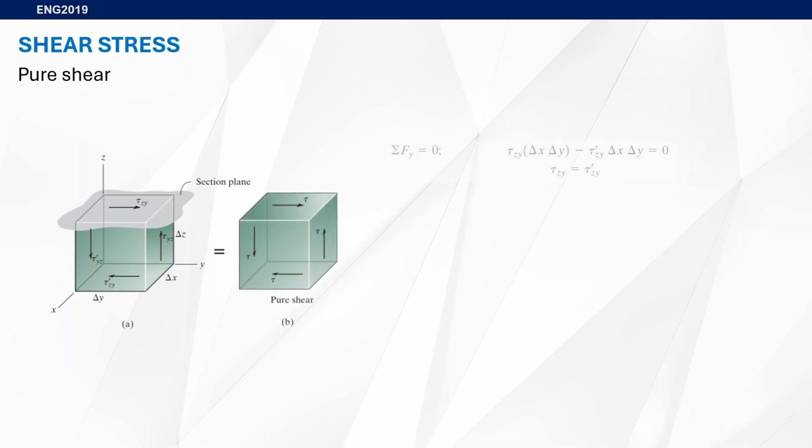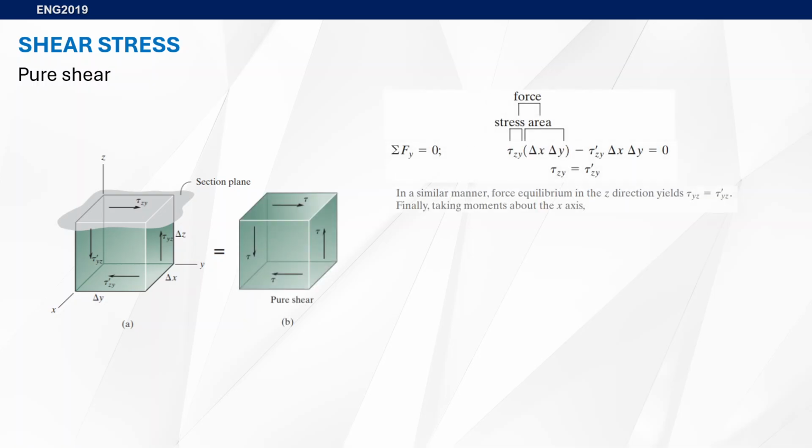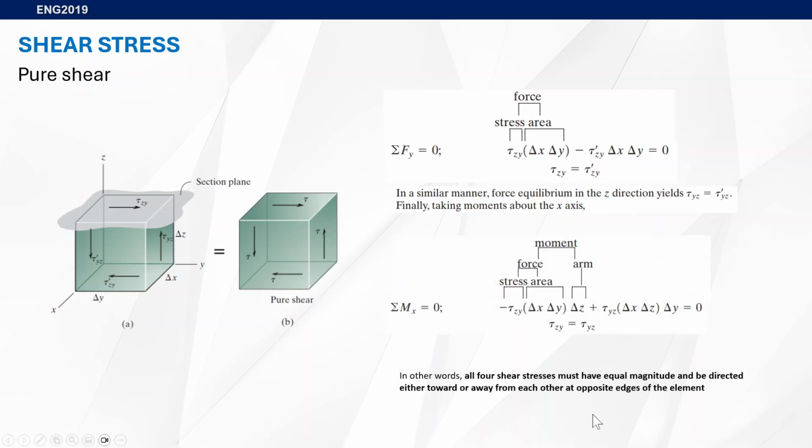This one is pure shear, and there's a lot of math here. And luckily, we won't be needing this. In other words, all four shear stresses here must have an equal magnitude and must be directed either toward or away from each other at opposite edges of the element. So yeah, there we go. So that's the shear stress when it is being experienced.